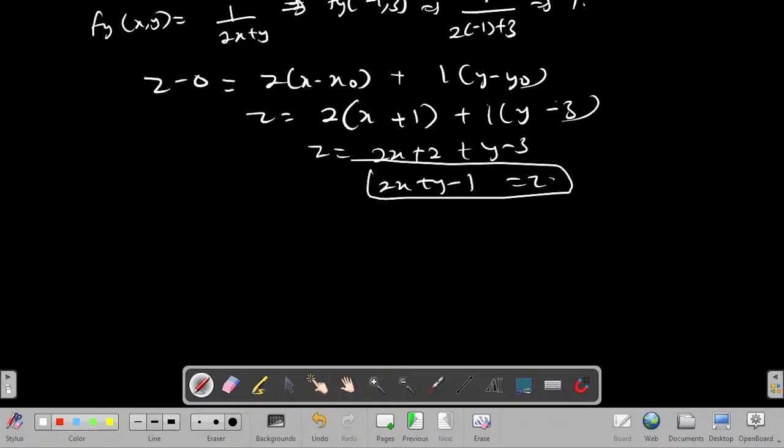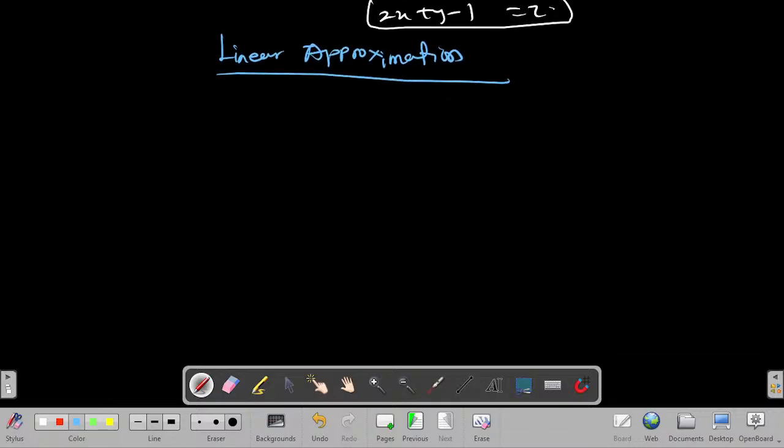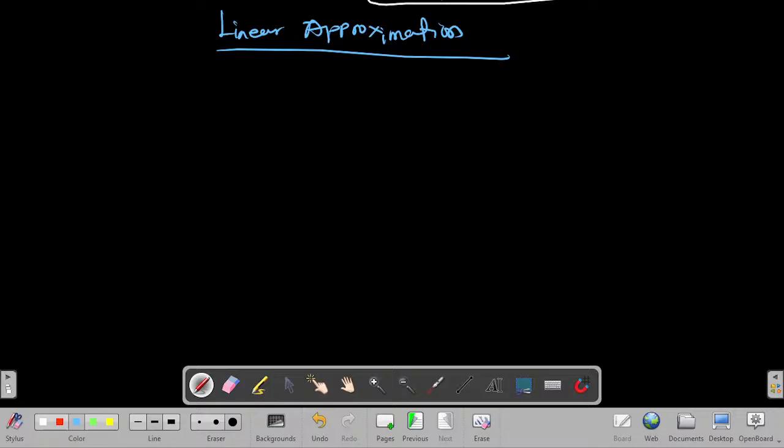Now, let's do a bit of linear approximation. Linear approximation is an algorithm which you use to approximate rate of change, provided the point you're approaching is very, very close. Okay.